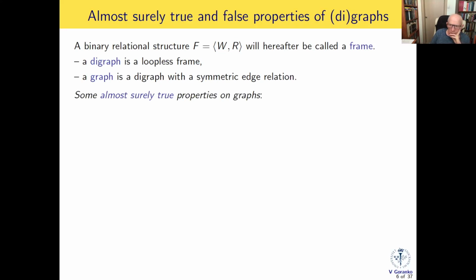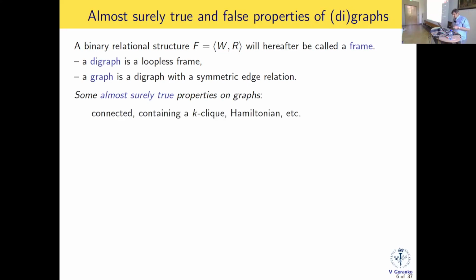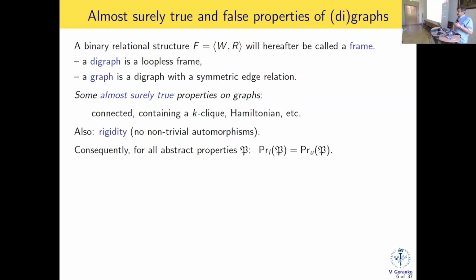Now, to give you some examples, first of almost surely true properties of graphs, and most of them also apply to digraphs. For instance, connectedness, having a k-clique, being Hamiltonian, and so on, are some examples. But also an important example is rigidity. A graph is rigid if it has no non-trivial automorphisms. Because rigidity is an almost surely true property, that implies that the labeled and the unlabeled case will lead to the same probability, because we always factor, with probability 1, the same number.